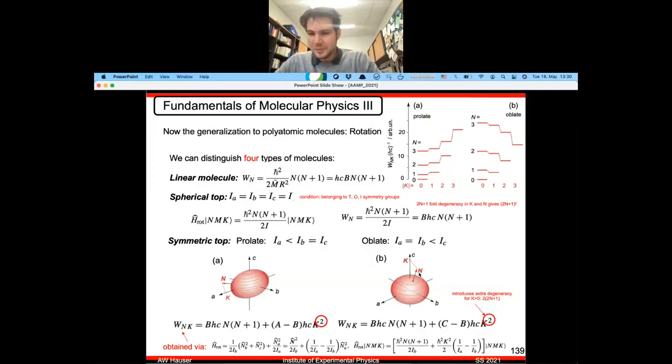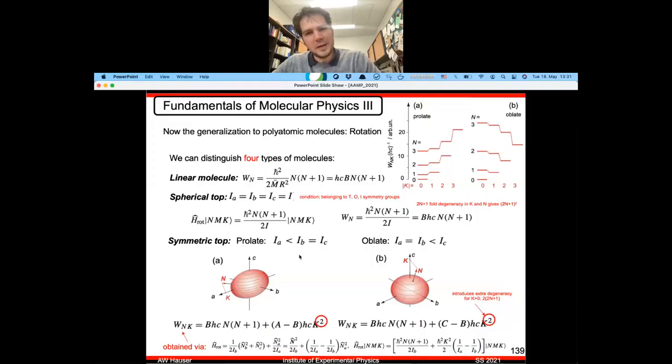So as soon as K is larger than 0, so at least as soon as there is some projection onto the z-axis, there are always two possibilities for the angular momentum N to be oriented in the molecule that give the same energy. And therefore, I have 2 times 2N plus 1 as my number of degeneracies for the symmetric top.